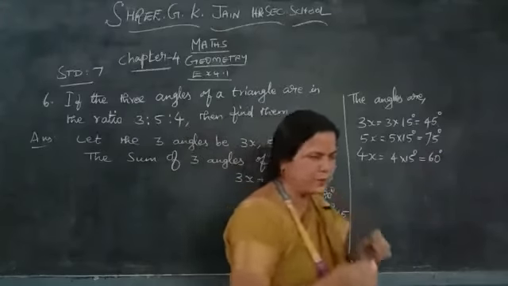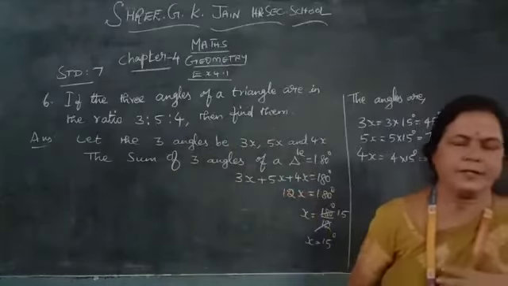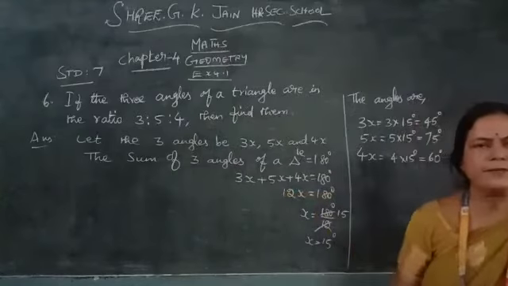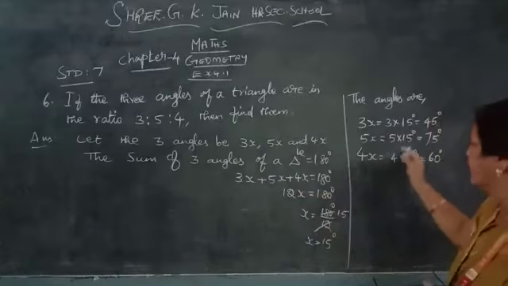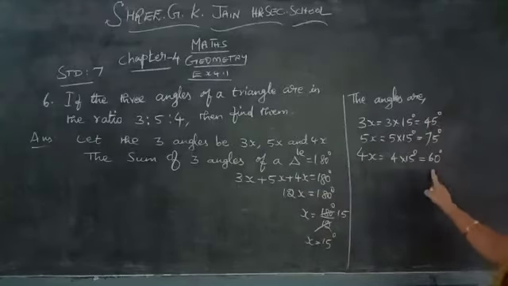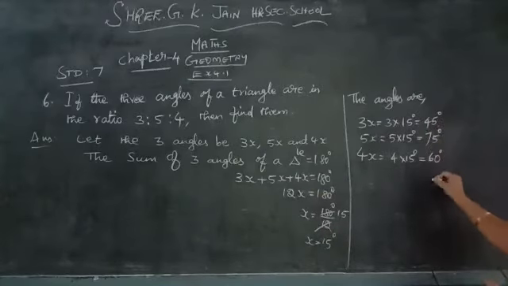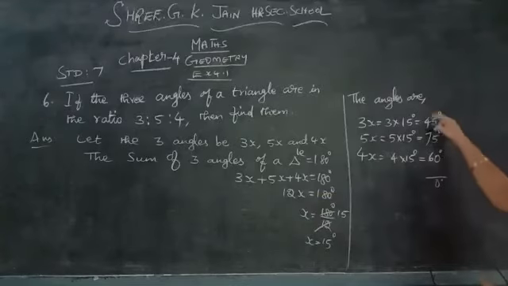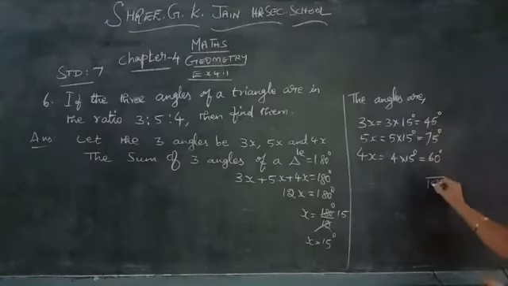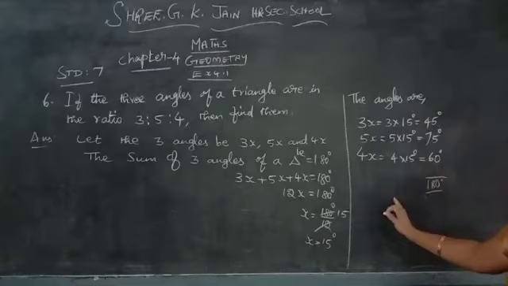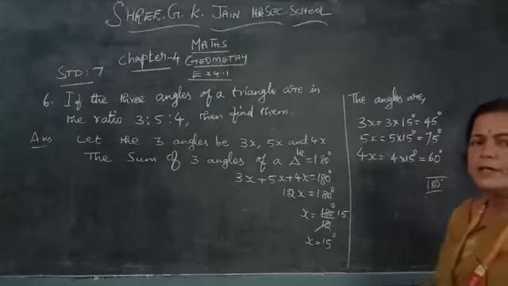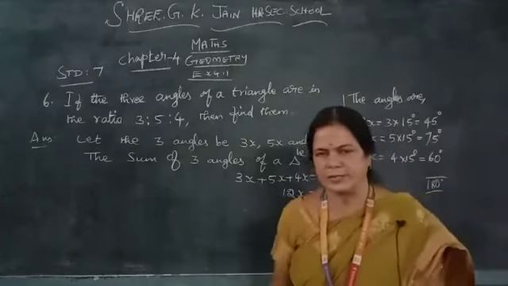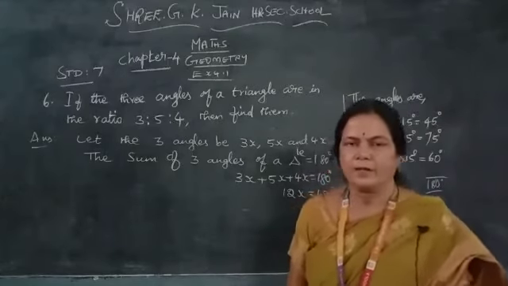Suppose you have a doubt whether I did the sum correctly or wrongly. You can verify it yourself, you can check yourself. See the way of checking. Add all together, how much will you get? 45 plus 75 plus 60, adding all this gives 180 degrees. So what you did is correct. So you can check yourself. Okay children?